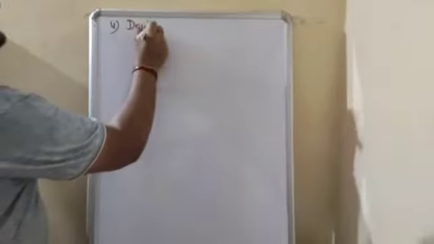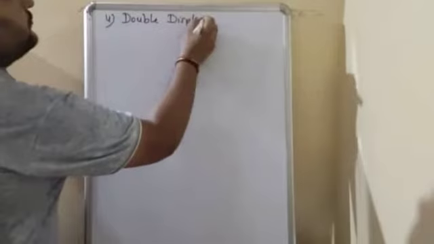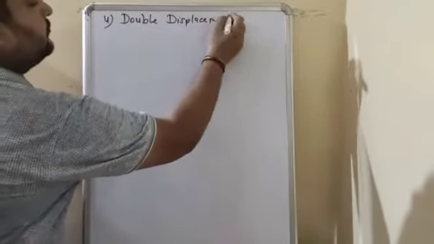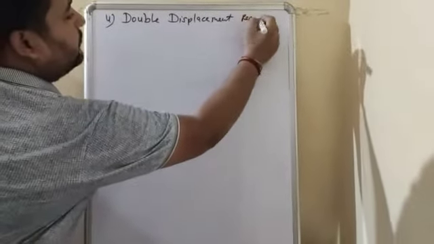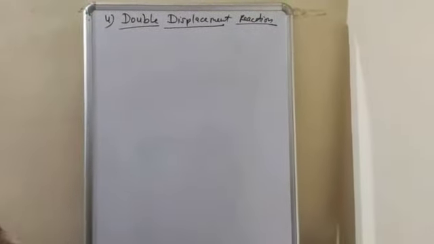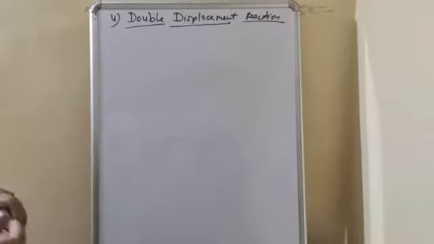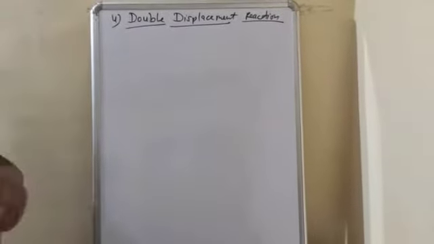Fourth one is double displacement reaction. Okay, what is double displacement reaction? A reaction in which two compounds exchange their ions.